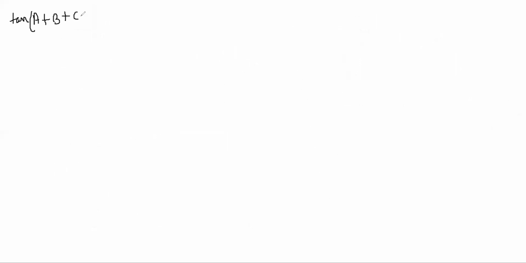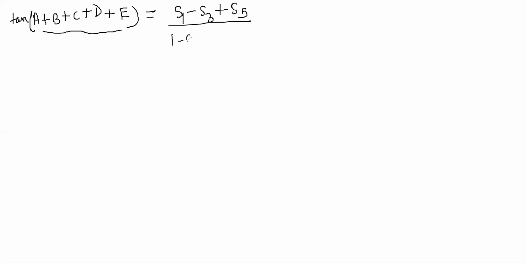Tan(A plus B plus C plus D plus E), suppose you have 5 angles. Now I will be able to write the answer directly, because I will say (S1 minus S3 plus S5) by (1 minus S2 plus S4). So now what is S1? It is the sum of all 5 tans, all the 5 angles, taken one at a time. So it will be tan A plus tan B plus tan C plus tan D plus tan E.